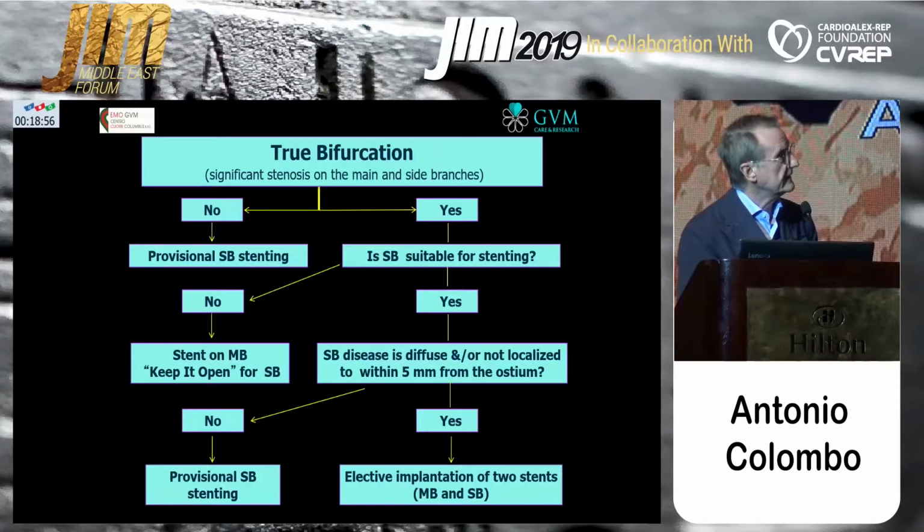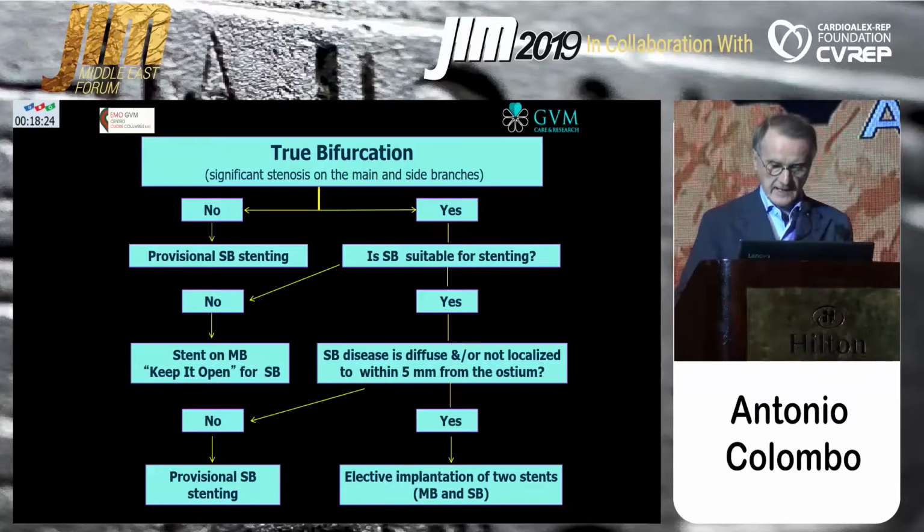the rule is dictated by the side branch. The side branch is the chief in the bifurcation. The side branch is a commander. Because if the side branch is diseased, diffuse, 5 millimeters, 10 millimeters, you make a number, then you go for 2 stents. If the side branch is only focal, then you go for provisional and you cross over only if you need.